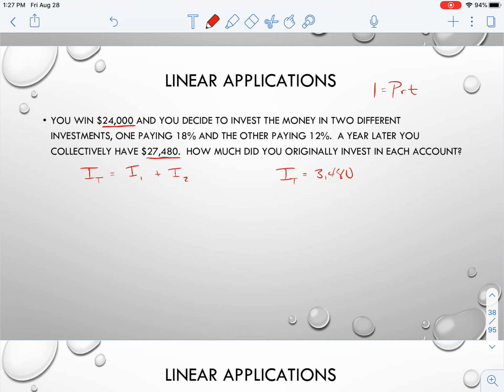Okay. I do know time for both is 1 year. And I know my interest rate, number one, is 18% or 0.18. And my interest rate for my second account is 12% or 0.12. So when I do some substituting here, really I have P1 R1 T plus P2 R2 T.